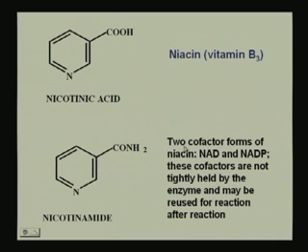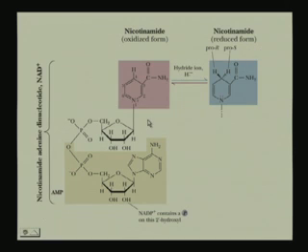Now, this is something we studied before, where we looked at vitamin B3 niacin, which has two cofactor forms, NAD and NADP. They are not tightly held; they are cofactors, and they are reused for reaction after reaction. But we do not use them in the raw form here. We have to transform them to NAD plus or NADP plus. Now, what happens in these reactions is we have an oxidized form and a reduced form.